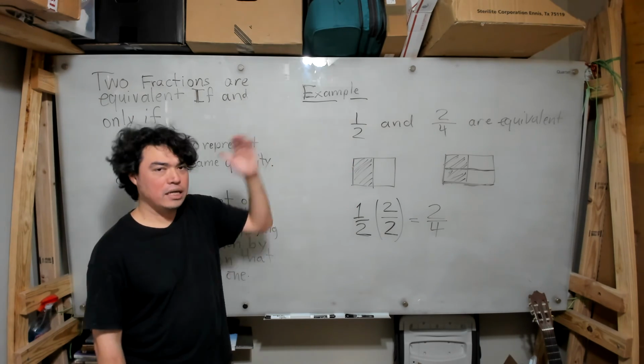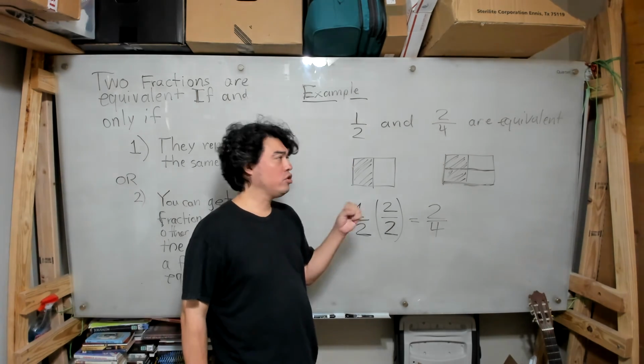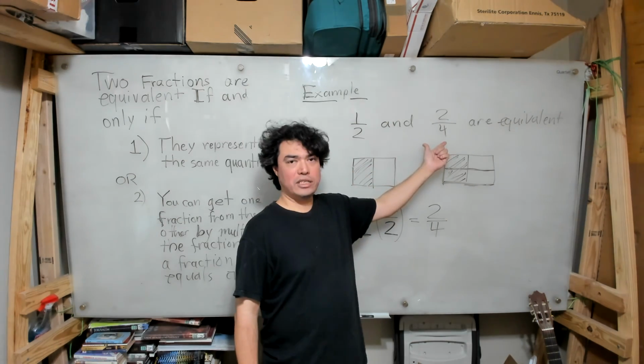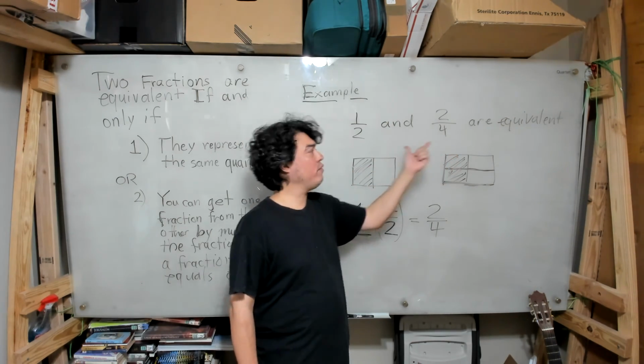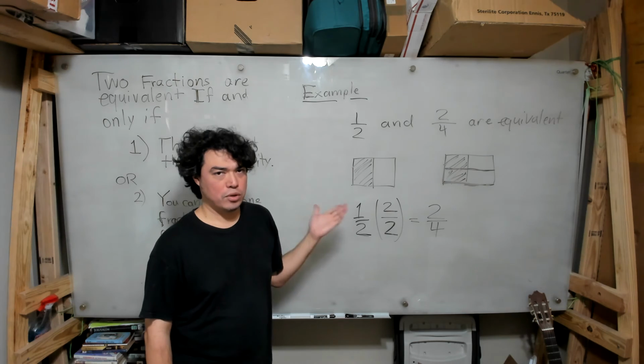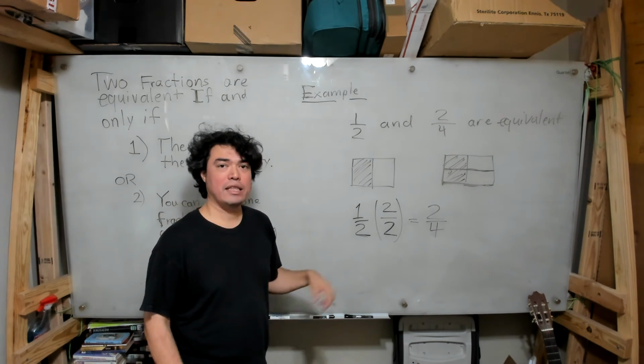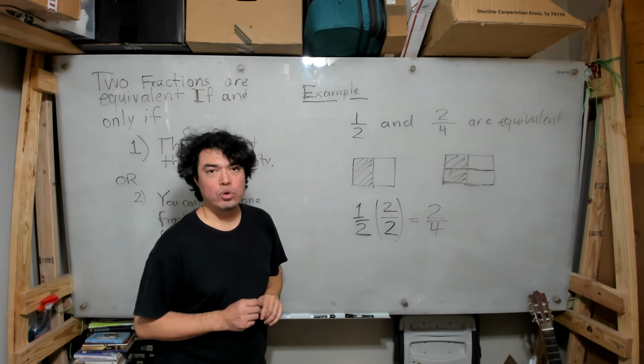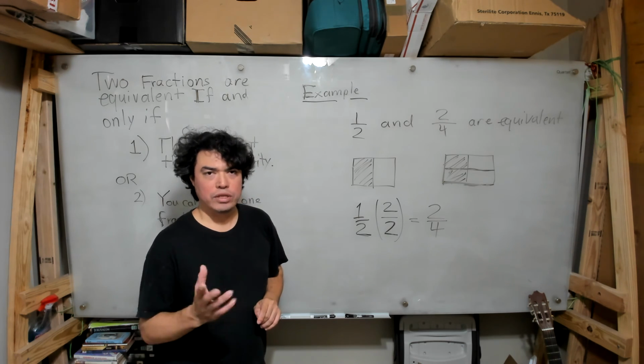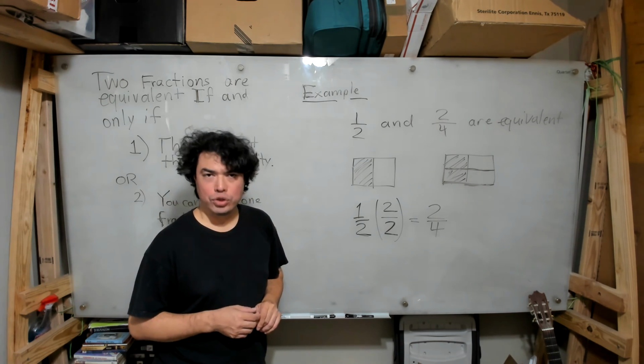The idea of equivalent fractions is that the two fractions represent the same quantity. The only difference is that they look different. And the fact that they look different is going to help us when we're adding fractions with different denominators. Now I'm going to show you a different example.